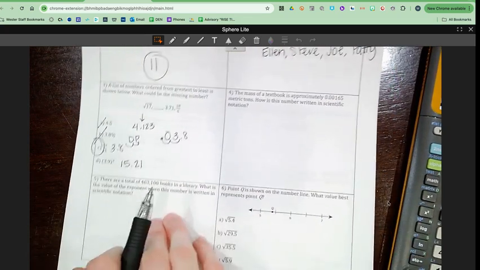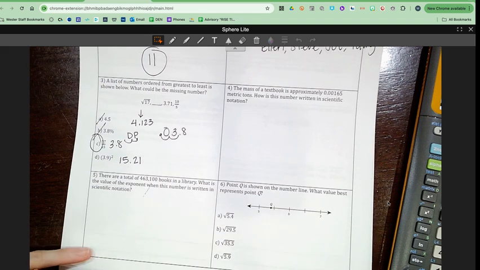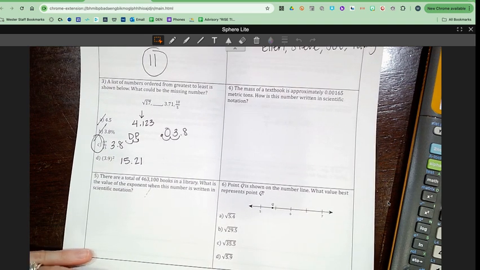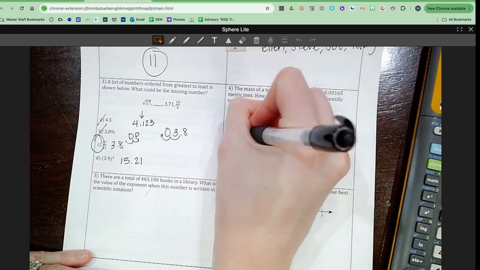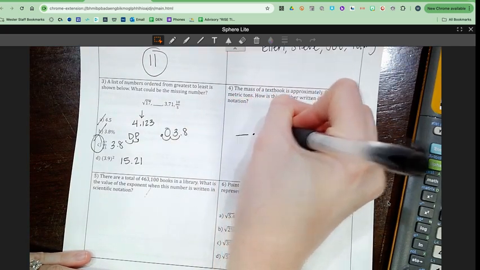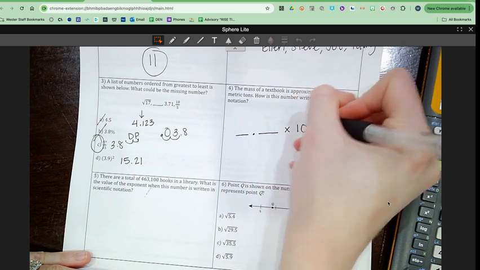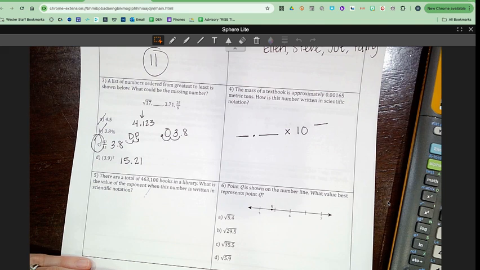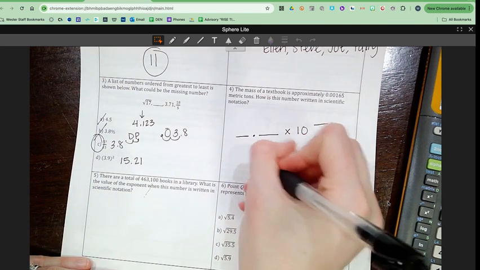Number 4 says the mass of a textbook is approximately 0.00165 metric tons. How is this number written in scientific notation? When we write numbers in scientific notation, this is going to be our format. We're going to have one number in front of the decimal with some numbers after the decimal point times 10 to something.